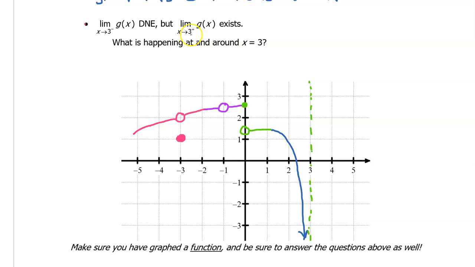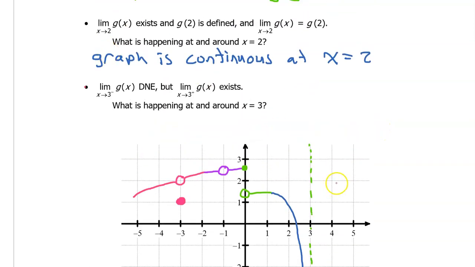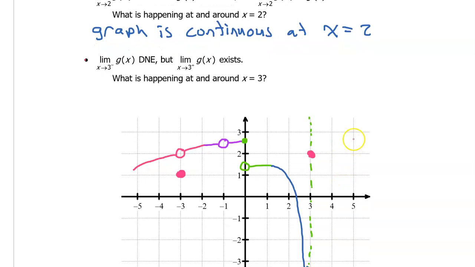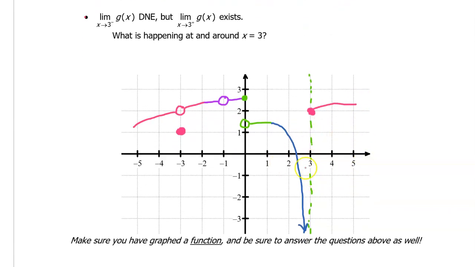As x approaches 3 from the right, the limit is supposed to exist. So I'm going to draw that part of the function just approaching an actual value. So I'm going to go ahead and put a closed circle here. It could have been an open circle, doesn't matter. But from the right, I just need the function to be approaching an actual value. All right, so as we approach 3 from the left, the limit does not exist. As we approach 3 from the right, the limit exists because we're approaching an actual value.